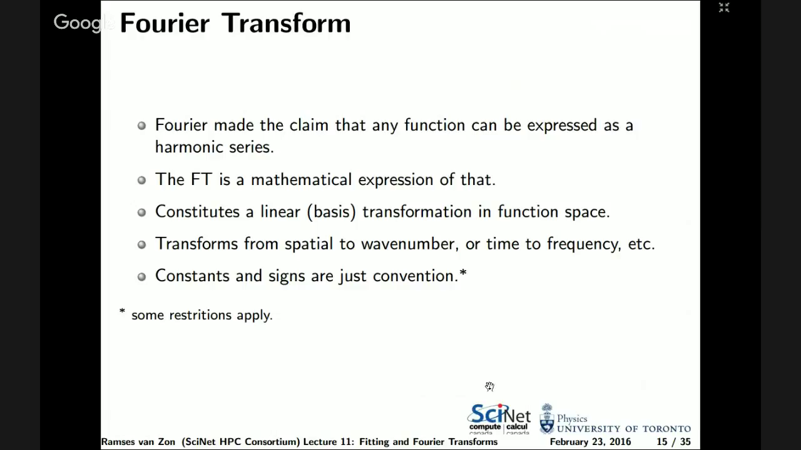In any case, the nice thing about the Fourier transform is that you can take any function, express it in a Fourier series. And this is really yet another way of doing a basis transformation. We'll look more at basis next lecture. But you can go back and forth between, say, a time domain and a frequency domain, or a spatial domain and a wave number domain. Why would you want to do that?